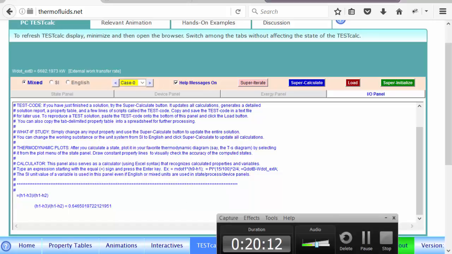It's getting too long, so I better stop here, and I hope you can go over this solution thoroughly and solve similar problems to have a complete understanding of how to analyze open steady devices involving a PC model.